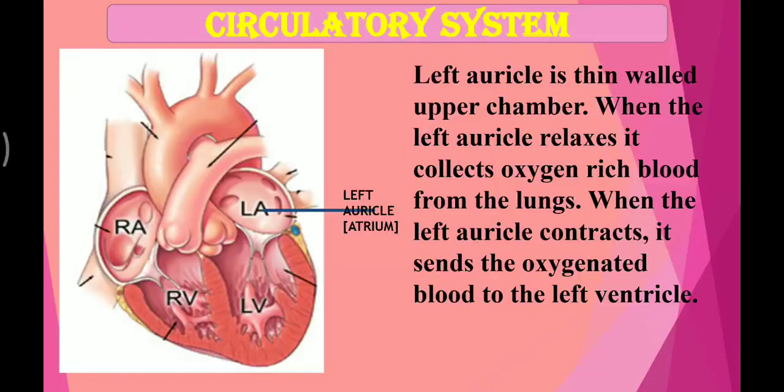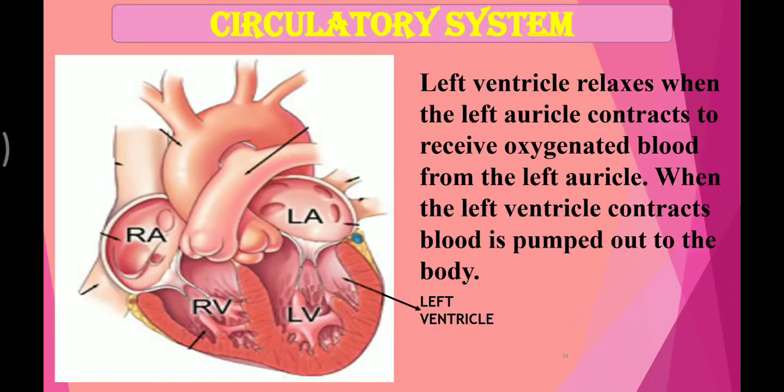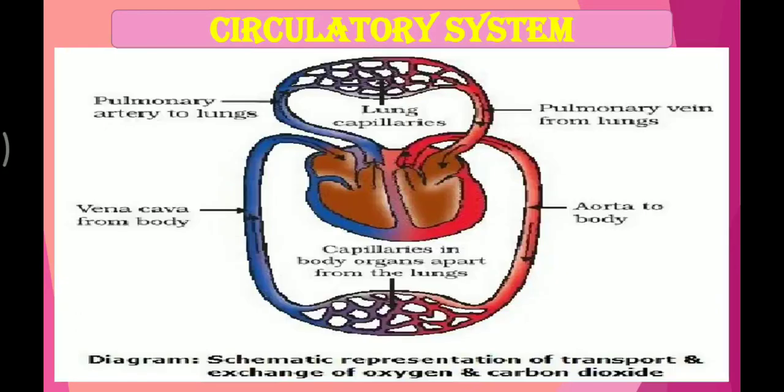Next, the left auricle is a thin-walled upper chamber. When the left auricle relaxes, it collects oxygen-rich blood from the lungs. When the left auricle contracts, it sends the oxygenated blood to the left ventricle. The left ventricle relaxes when the left auricle contracts, to receive oxygenated blood. When the left ventricle contracts, blood is pumped out to the body.